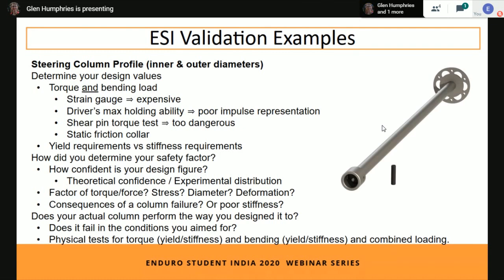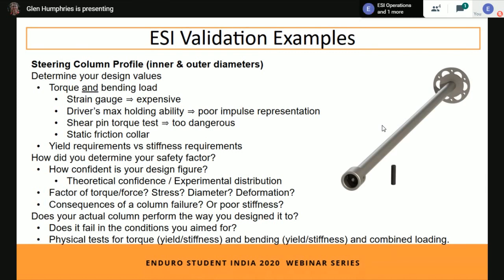So how do we get our input load? So obviously it's validation question 1. Determining your design values. How do you get these things? Strain gauge is good. We can put strain gauges on this because it's not rotating very quickly like a drive shaft, but of course that's quite expensive.